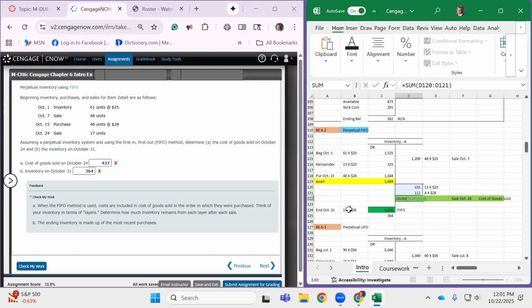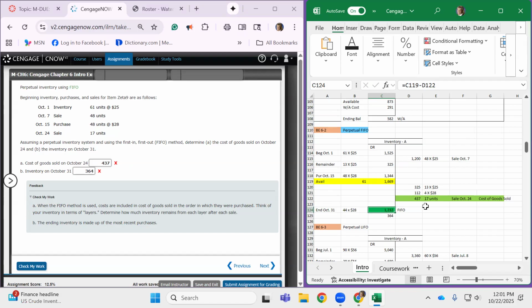Okay, now how many do we have remaining, right? If we had 61 available, 13 plus 48 is 61. We had 61 units available at a cost of $1,669. Now we've sold 17. So 61 minus 17 is 44. We have 44 units remaining at a cost of $28 each.